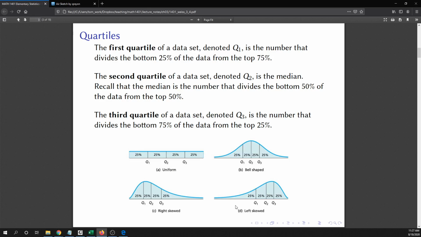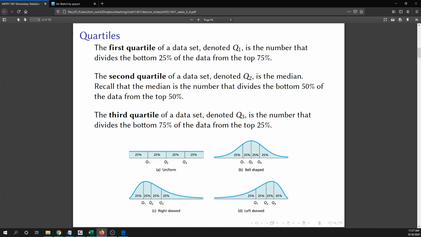Okay. The second quartile of a data set is the median. And if you remember back in the lesson where we talked about the median, we said that the median is the number that divides the lower 50% of the data from the top 50% of the data. So here is Q2, and that's just the median. So that's really nothing new.